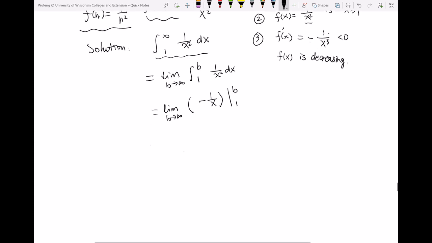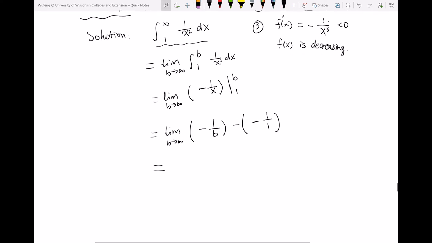And then you just plug in, limit as b goes to infinity. Then you get negative 1 over b minus negative 1 over 1, plus 1. So you plug in b, and as b goes to infinity, 1 over b tends towards 0. And then minus 1 plus 1... which is 1. Okay, so then what do we have?